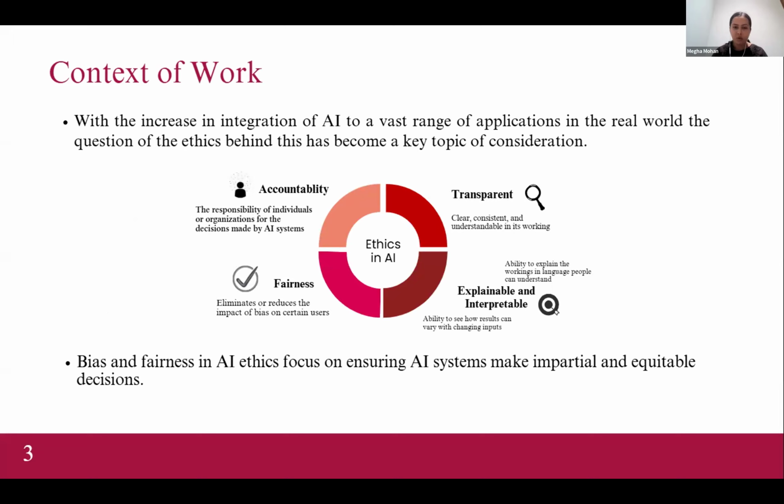AI ethics emphasizes four key values. First is accountability, ensuring someone is responsible for AI decisions. Second is transparency, making the systems' workings understandable. Then there is fairness, reducing bias and avoiding harm to specific groups. And the last one is explainability and interpretability, making sure people can interpret how decisions are made and how inputs affect outcomes. One of the most pressing ethical concerns is bias. If left unchecked, AI can reinforce historical discrimination, often in subtle but harmful ways.